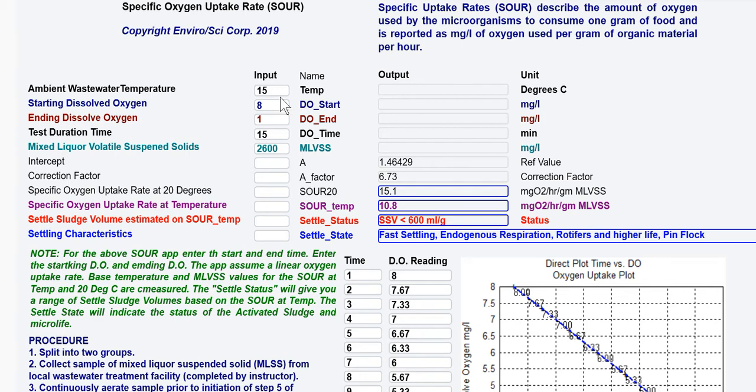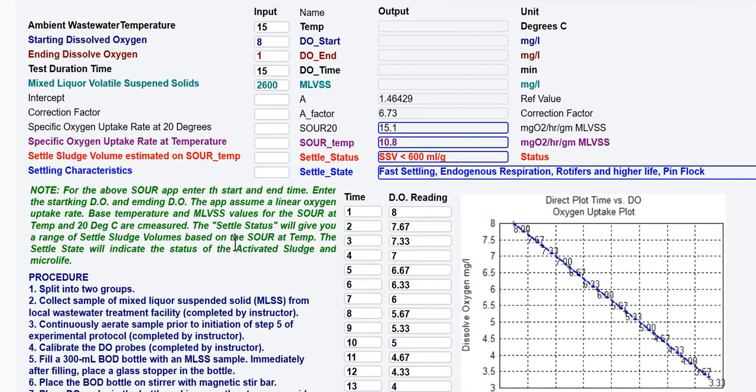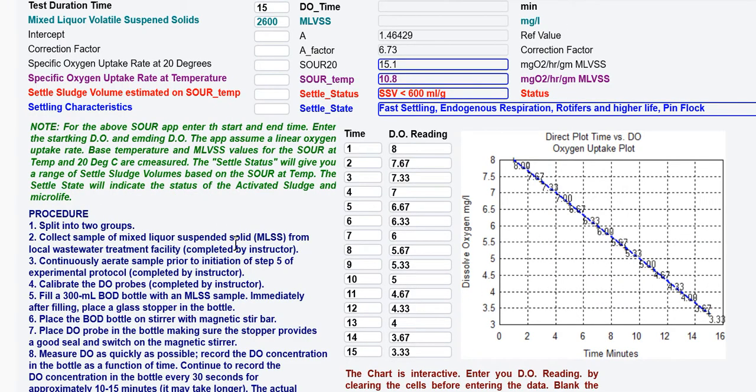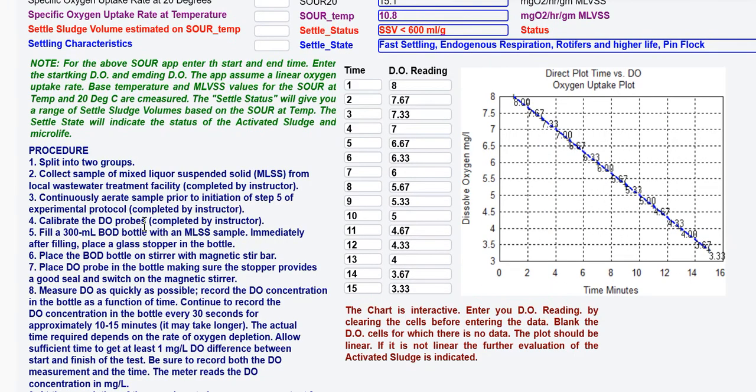You can change the temperatures, you can change the start and ending. This particular part of it assumes a linear consumption of dissolved oxygen. There are instructions here for how to run the test. Okay, the chart is interactive. What you would do is enter your data from your test here.